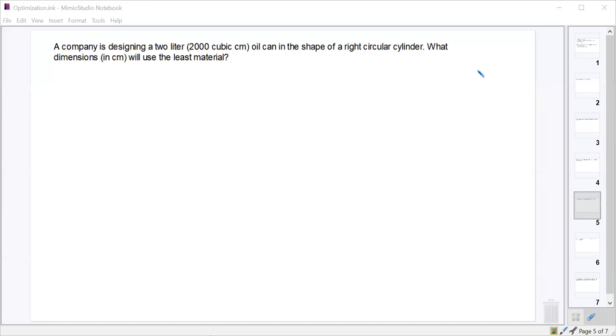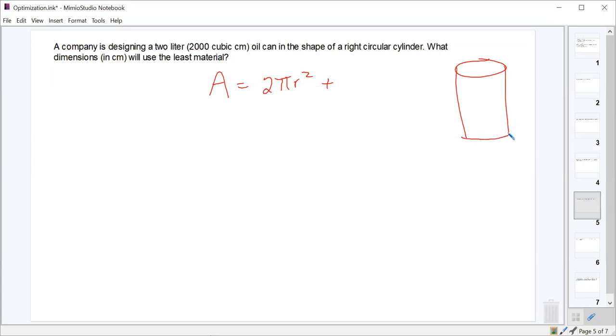Surface area? Yeah, it should be a surface area, right? So I'm just going to call that an A for surface area. And what's the surface area of a cylinder? Should be both the bases, right? Each base has an area of pi r squared, so that'll be 2 pi r squared. And then what's the lateral part? What's the part around it? 2 pi r h. Yeah, 2 pi r circumference, times the height. So our surface area should be 2 pi r squared plus 2 pi r h.